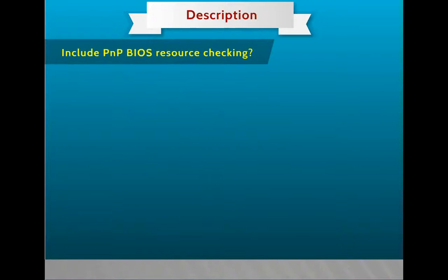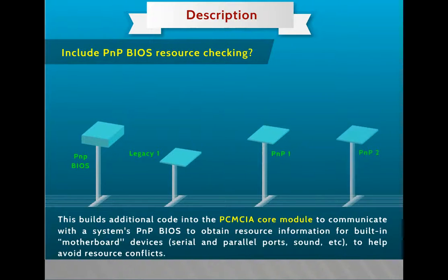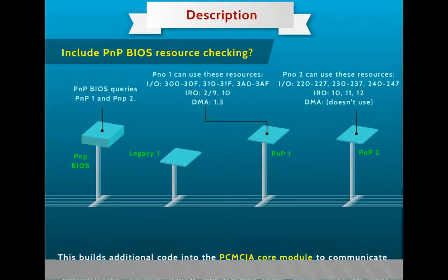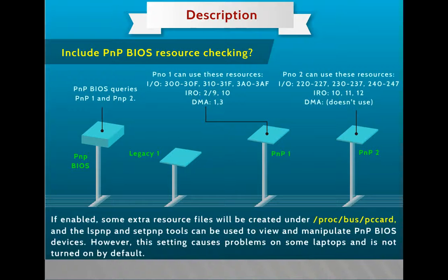Include PnP BIOS resource checking. This builds additional code into the PCMCIA core module to communicate with the system's PnP BIOS to obtain resource information for built-in motherboard devices, that is serial and parallel ports, sound, etc., to help avoid resource conflicts. If enabled, some extra resource files will be created under /proc/bus/pccard, and the lspnp and setpnp tools can be used to view and manipulate PnP BIOS devices. However, this setting causes problems on some laptops and is not turned on by default.